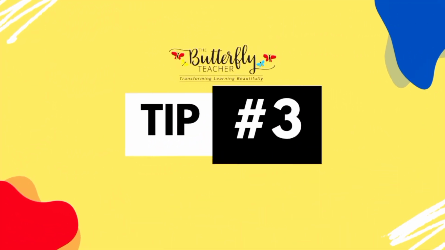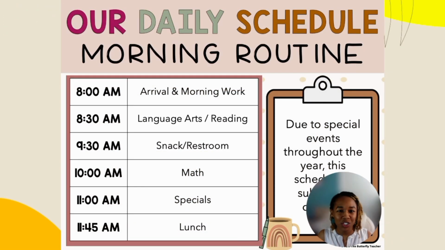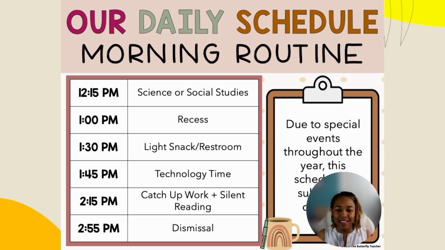Tip number 3, what do you always need in your open house slideshow? A daily schedule. What are your classroom routines? So we have our morning routine and then we have our afternoon routine. This helps parents to see what a typical day is, start and end times, your specials, lunch, recess. So I always lay this out and I give a disclaimer during open house that the schedule is subject to change based on special events, weather.